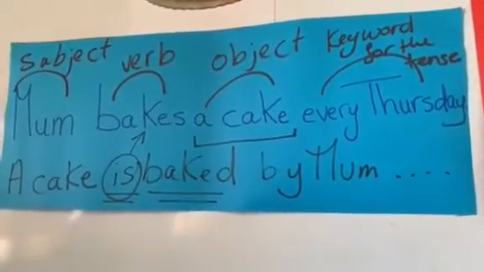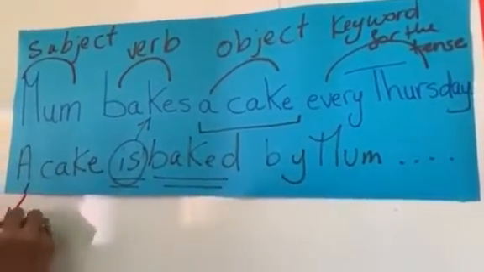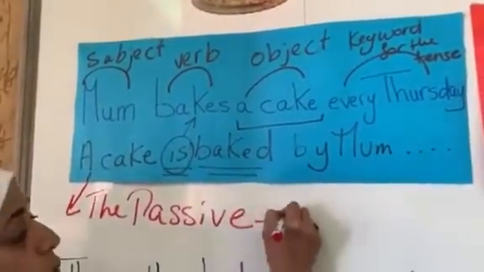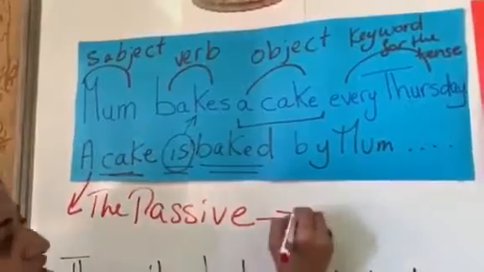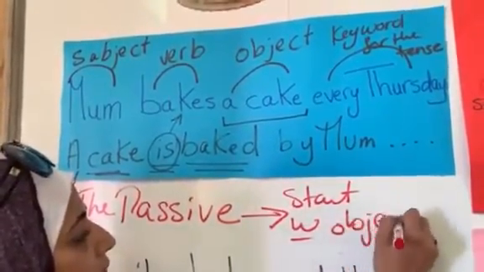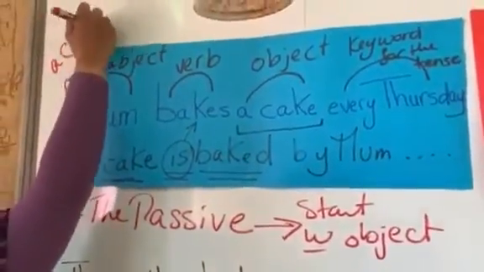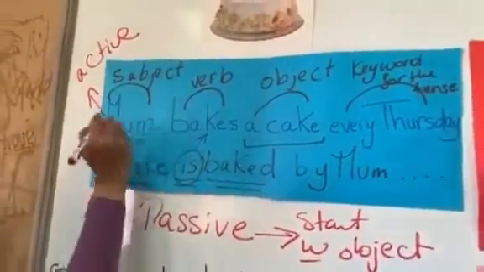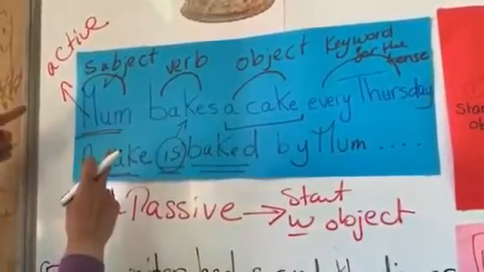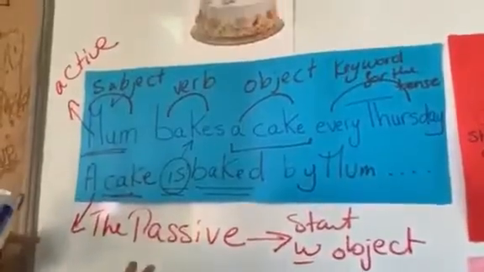Okay? Now, this sentence I call the passive. This is the passive form. Okay? Where I start with the object. And this sentence I call the active sentence. Okay? In which I start with the subject. So, how do I change the active sentence into the passive form?